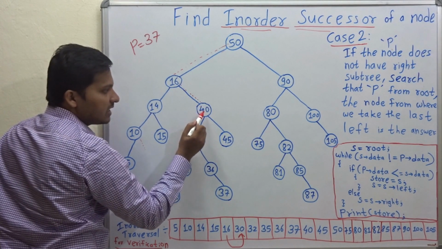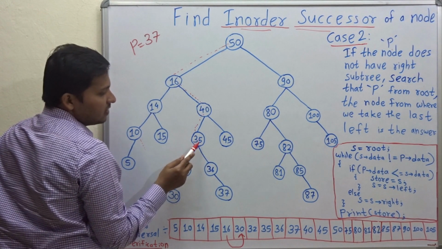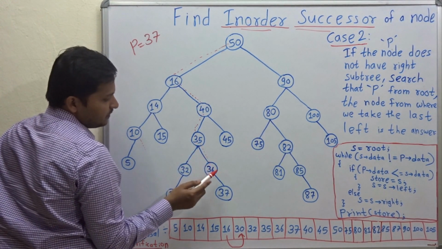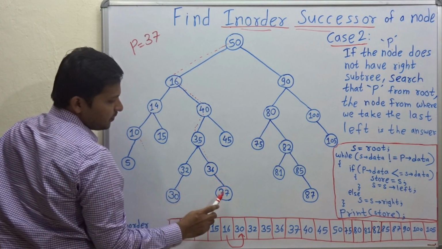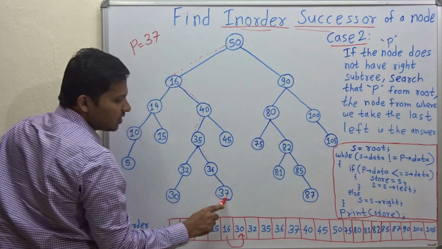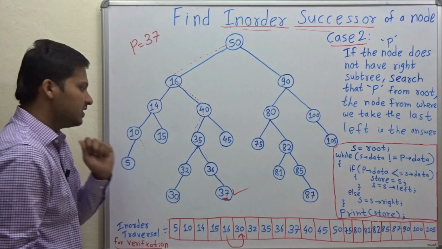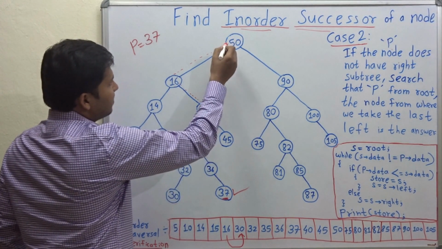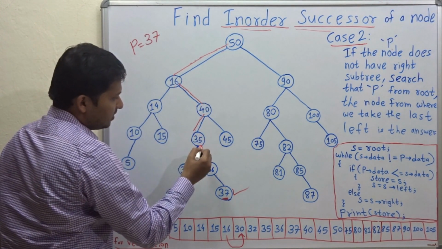Now 37 is less than 40, so let's go to the left side. 37 is greater than 35, so let's go to the right side. 37 is greater than 36, so let's go to the right side. 37 is equal to 37, so we have found our node. So this is the searching procedure. This is the searching path. See, I will mark this path.